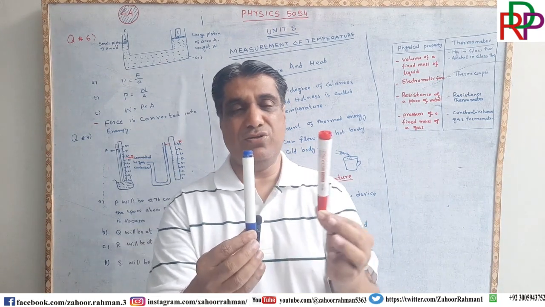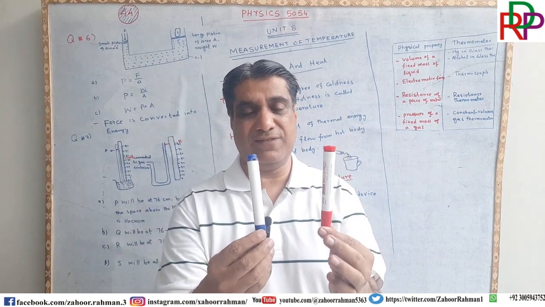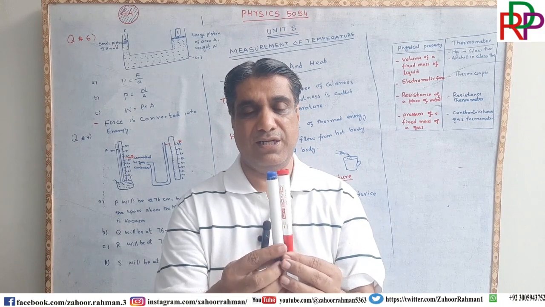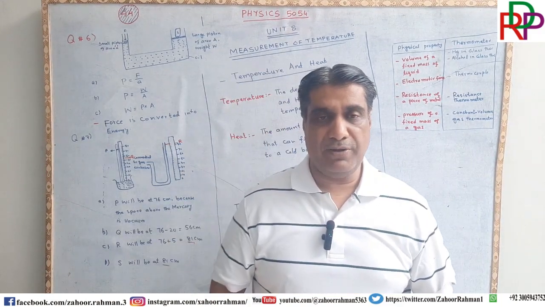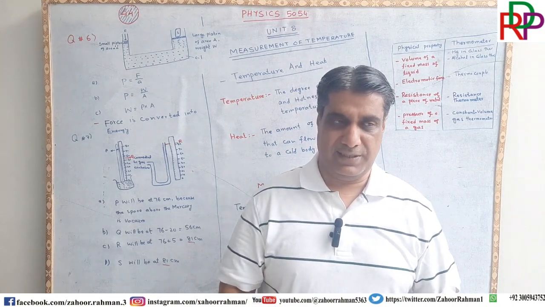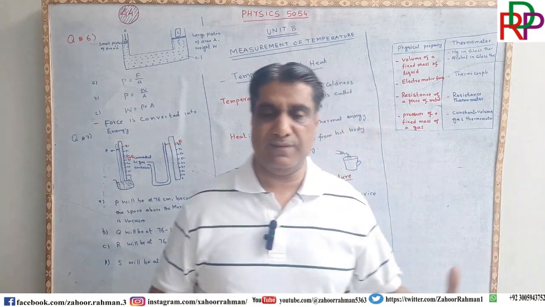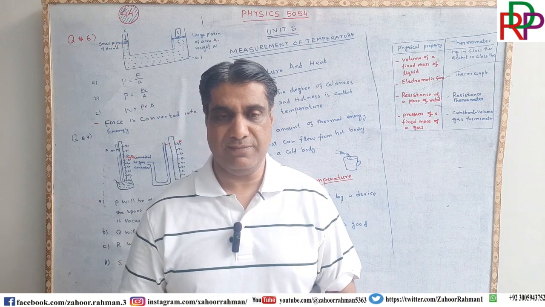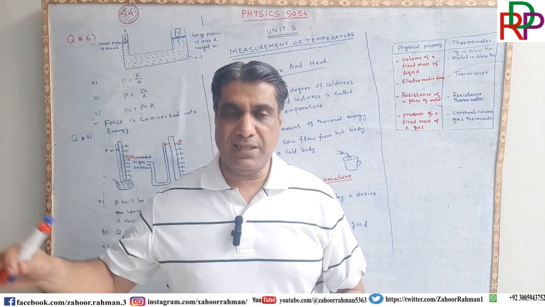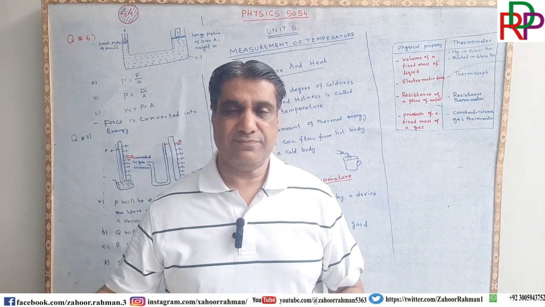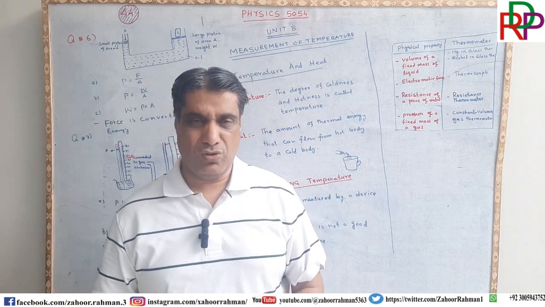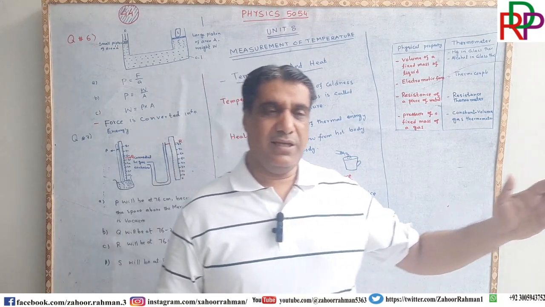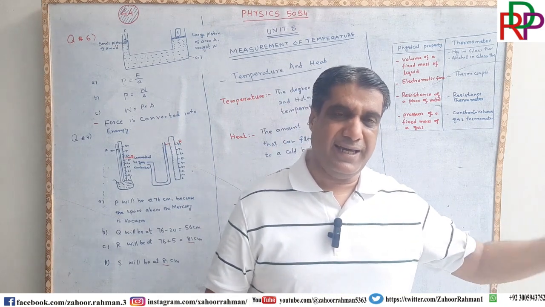So let me tell you that heat always flows from a hot body to a cold body. Let us elaborate it with another example. There is an area which is very hot in summer, and there is another area nearby which is cold.